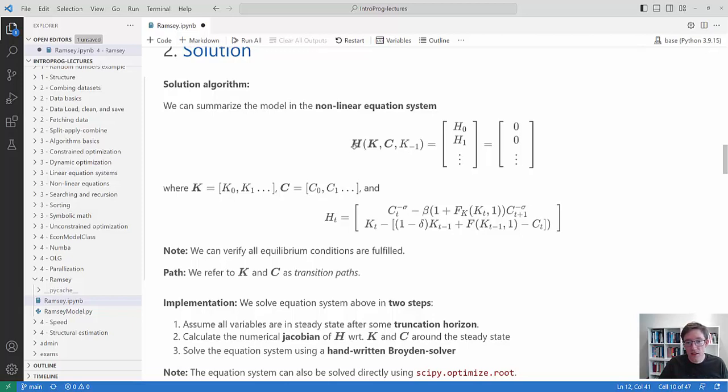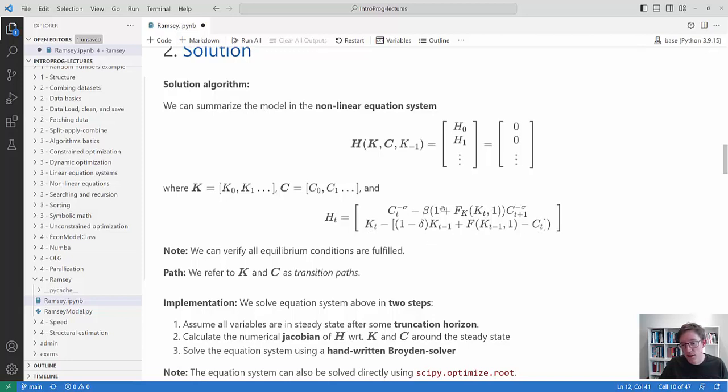And then this big equation system is a series of equations, one for each point in time, where H_0 is the condition that must be fulfilled at time 0, and the conditions that this model boils down to are the Euler equation I stated before, and the capital accumulation equation I stated before.